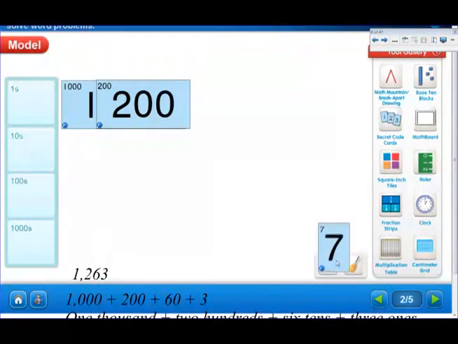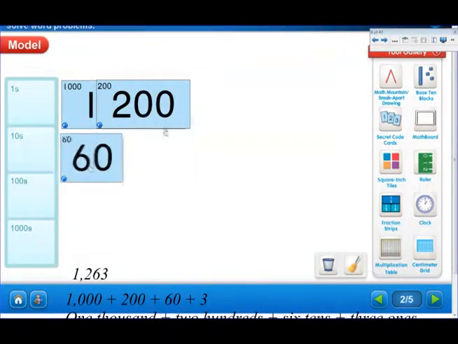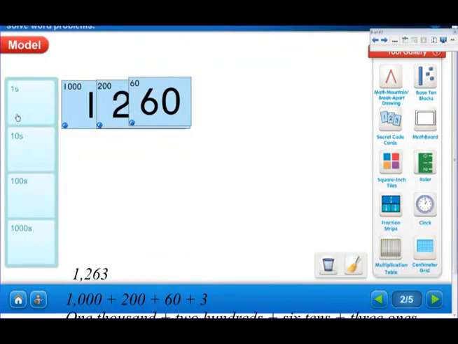1,263. Let's get rid of the 7. But can we keep the 1 and the 2? So let's go to the tens and let's pull up a 60. And let's pull up 3 ones. Hey, pretty good. Now, can you do that with a place value drawing? Sure you can.